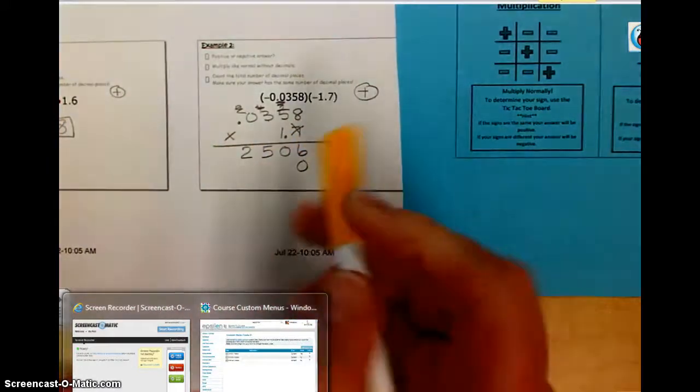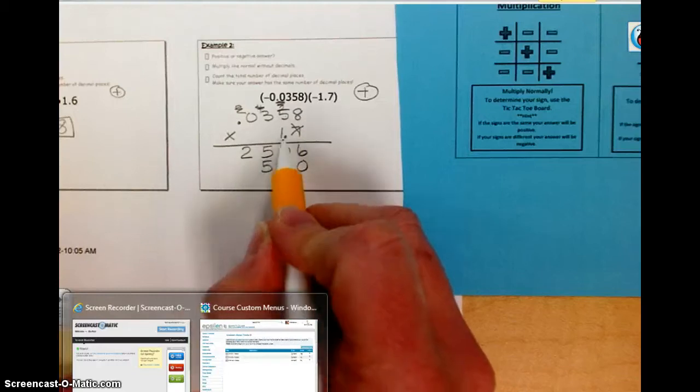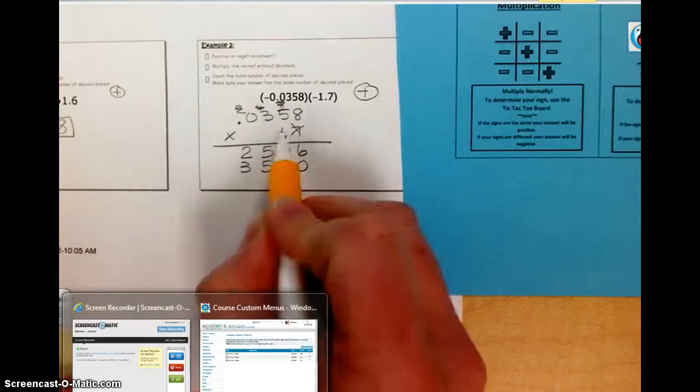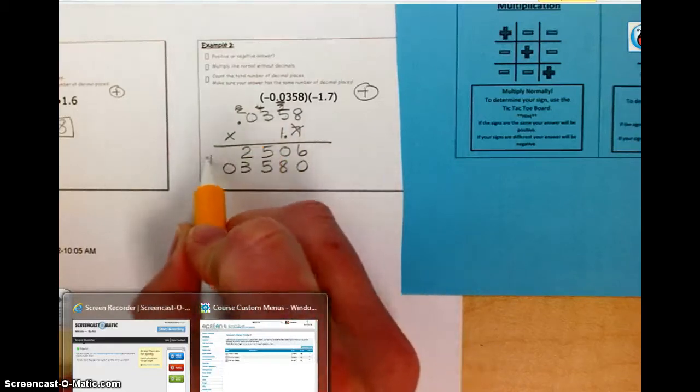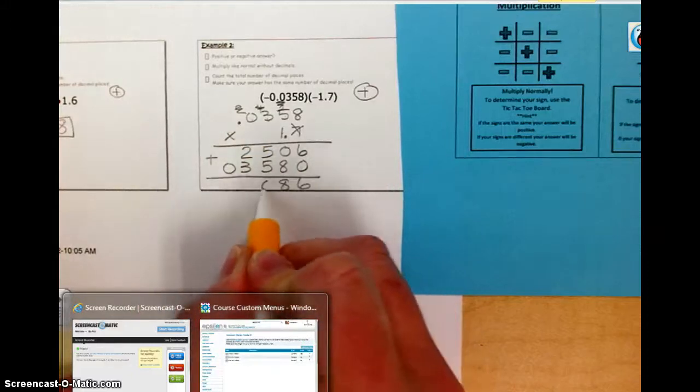Put down a 0. 8 times 1 is 8. 1 times 5 is 5. 1 times 3 is 3. And 1 times 0 is 0. Now I'm going to add my 2 rows up.